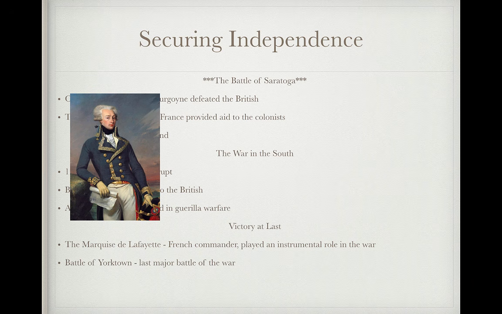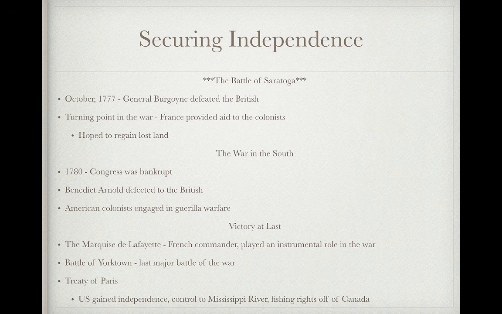The Battle of Yorktown, this was the last major battle of the war, considered the final battle of the Revolutionary War, and the Americans win. And the Treaty of Paris provided that the British would recognize U.S. independence. The U.S. gained control all the way to the Mississippi River, and they also gained fishing rights off of Canada.